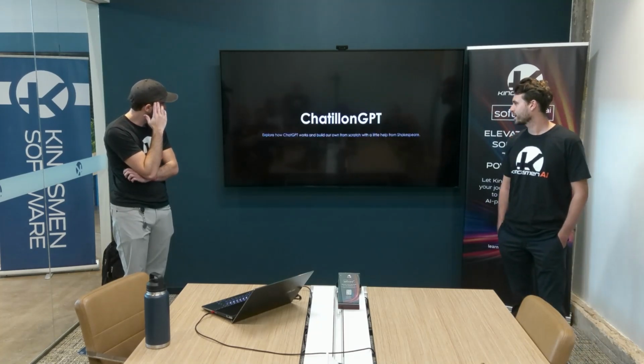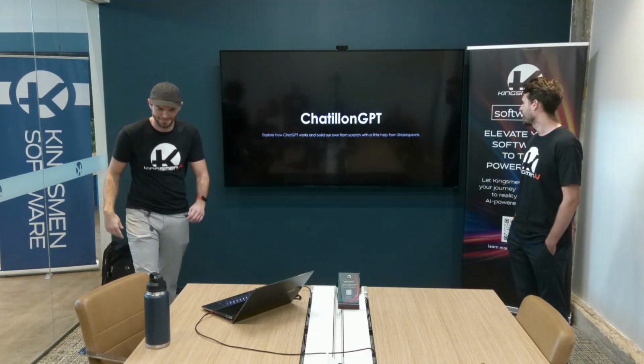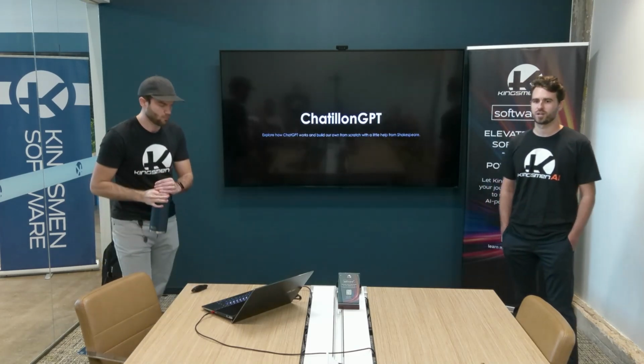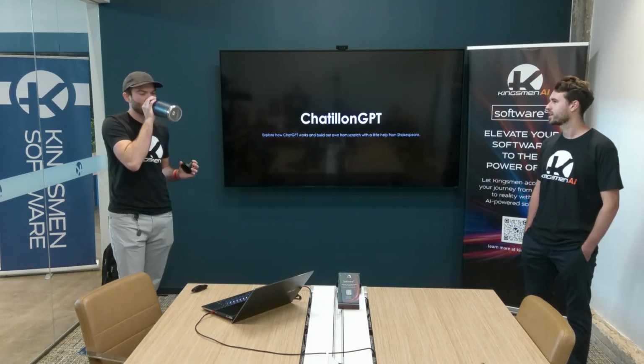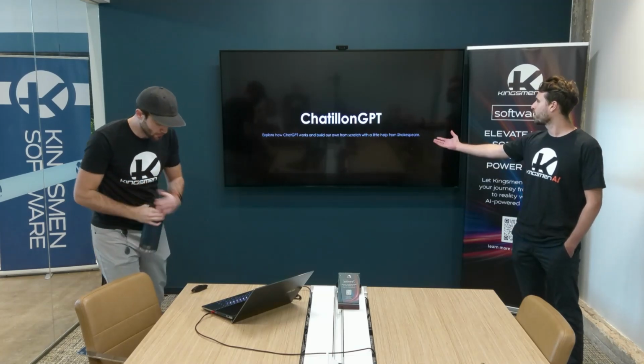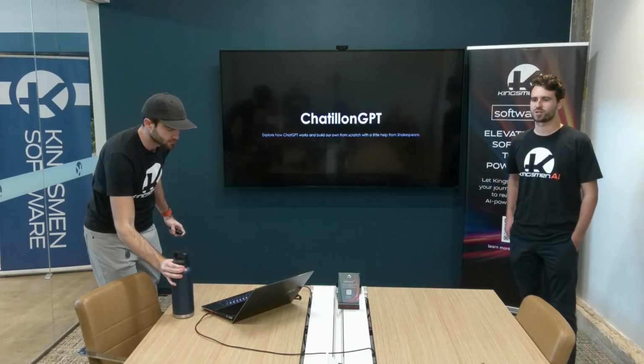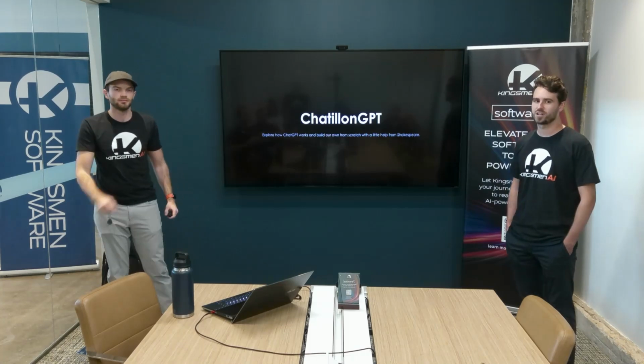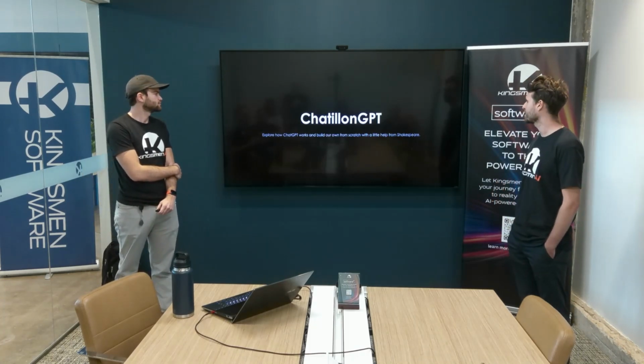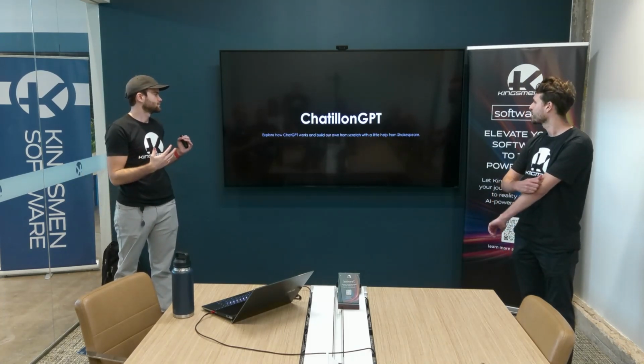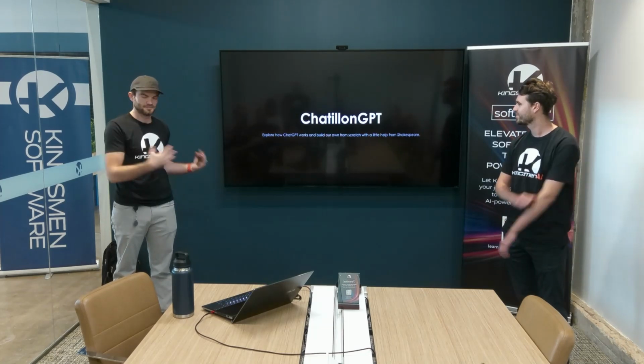So we are going to be exploring how ChatGPT works, and we are going to build our own with a little help from Shakespeare. So first off, what is Chatillon? Chatillon is a character from the Shakespeare novel King John, and we found it fitting for the name of this project that Jacob here created.